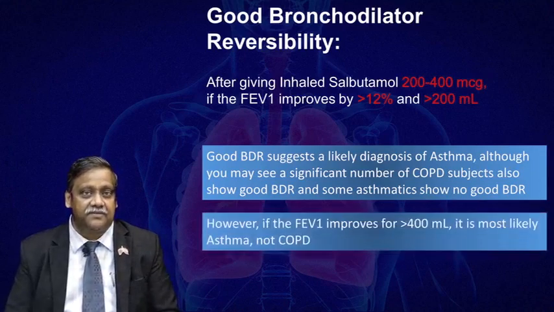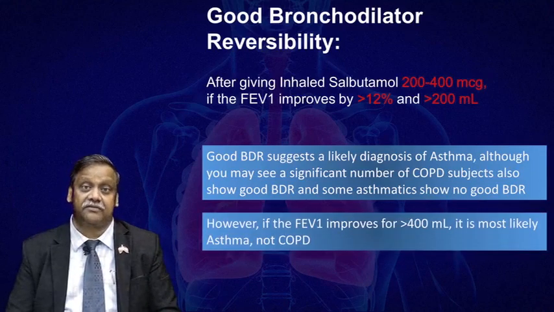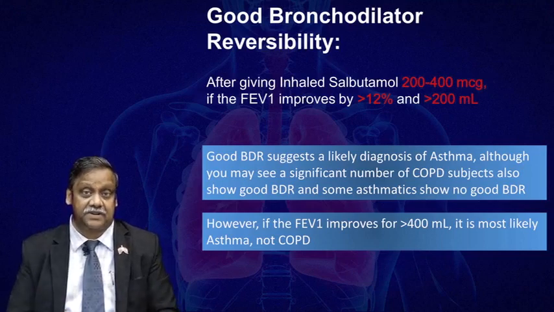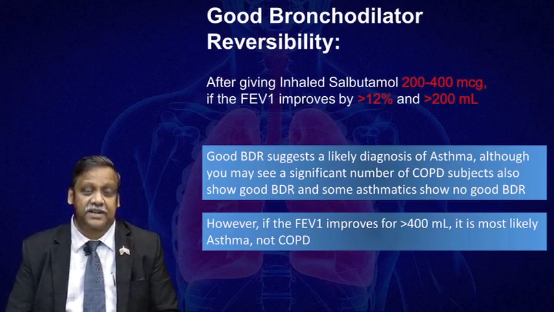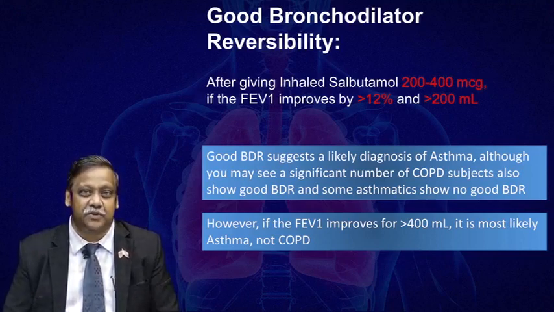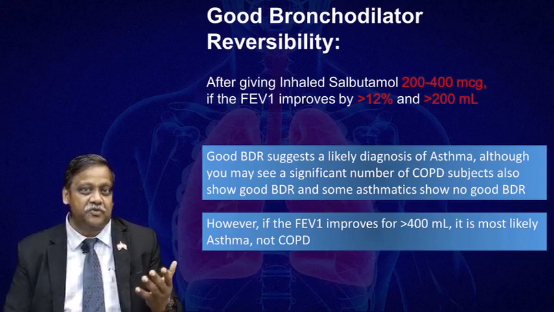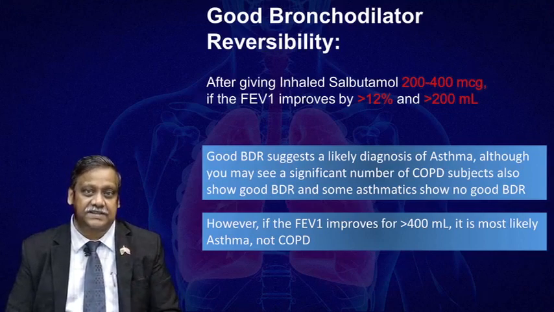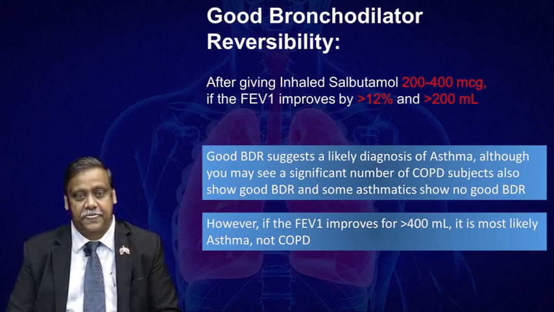However, if the improvement in FEV1 is more than 400 milliliters, absolute improvement after a short-acting bronchodilator, it can only be asthma. It's very unlikely to be COPD. Because such a big improvement in FEV1 is only seen in patients of asthma.